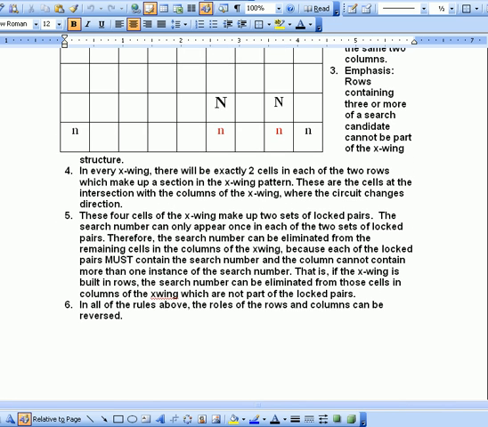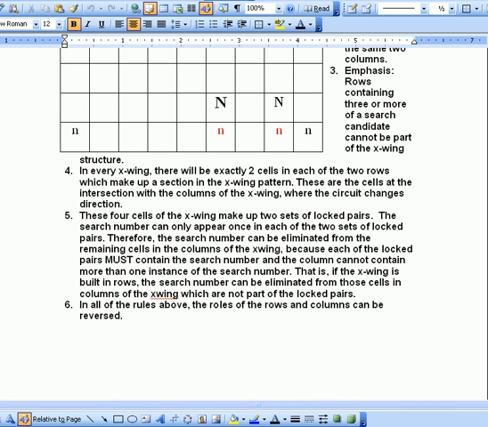Number 4, in every X-wing, there will be exactly two cells in each of the two rows which make up a section of the X-wing pattern. These are the cells at the intersection with the columns of the X-wing where the circuit changes direction. Number 5, these four cells of the X-wing make up two sets of locked pairs.